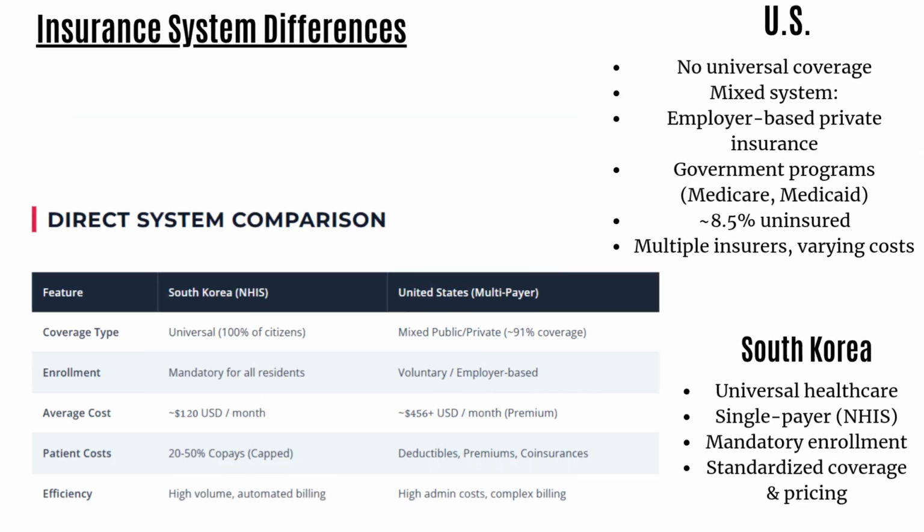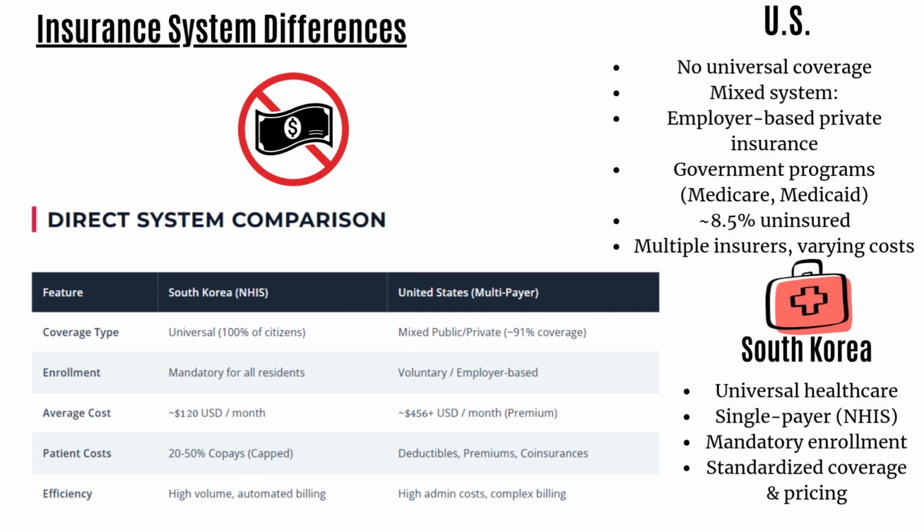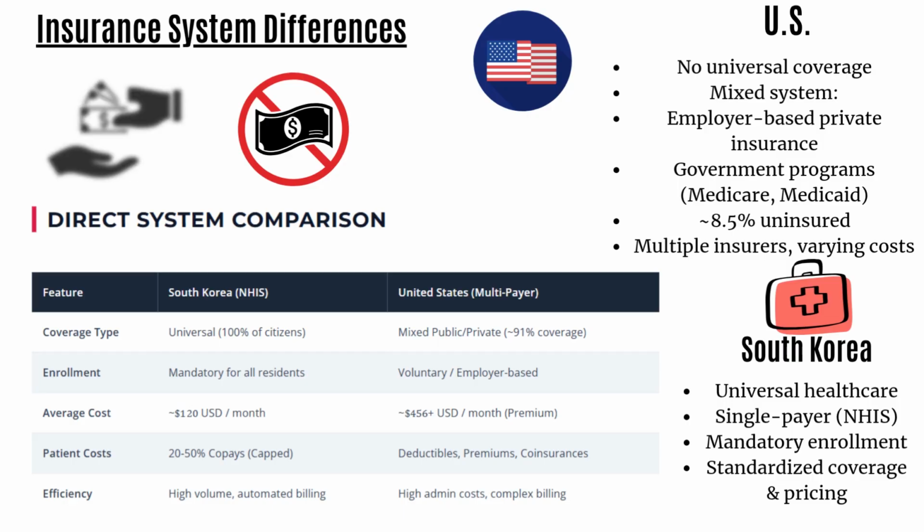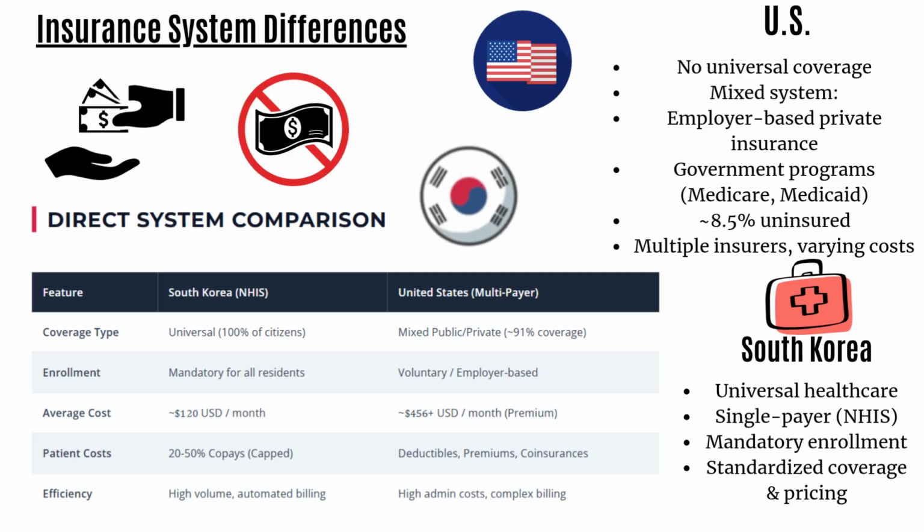The insurance systems in the United States and South Korea are structured very differently, and those differences affect how people access healthcare. In the United States, healthcare coverage is not guaranteed for everyone. The system is made up of multiple private insurance companies, along with government programs like Medicare and Medicaid. Most Americans receive insurance through their employers, which means coverage often depends on where someone works, how much they earn, or whether they can afford insurance on their own. Because of this, millions of people remain uninsured or underinsured, and coverage can vary significantly from person to person.